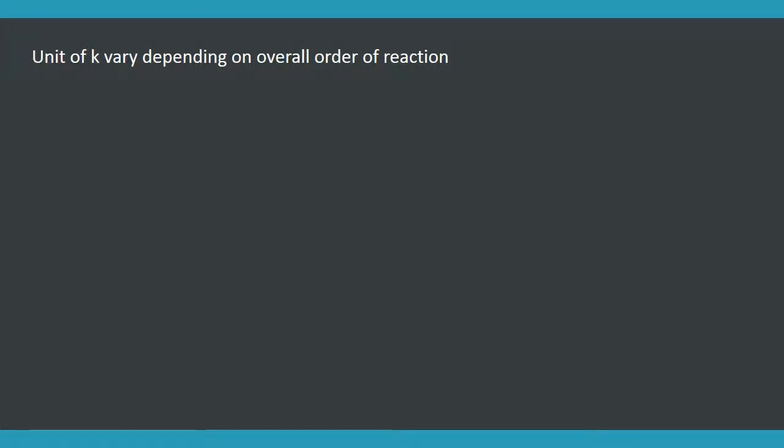So now units of k vary depending on the overall order of a reaction. So we have different orders we could look at. We have 0 order.